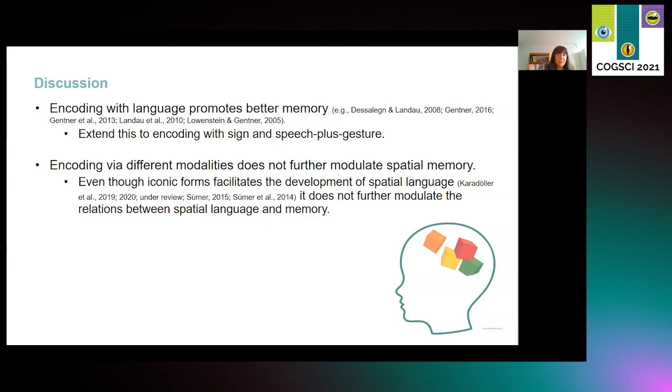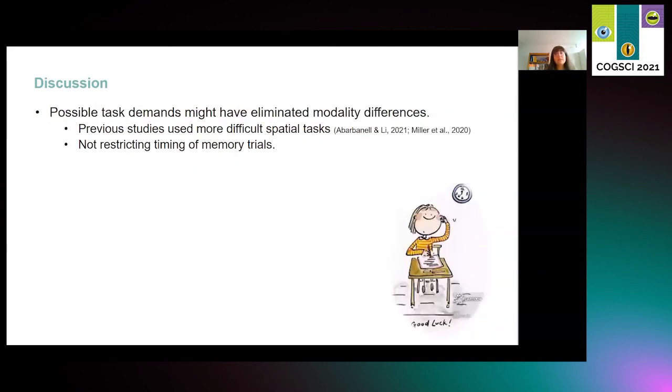When interpreting our null results across modality comparisons, it is important to consider the nature of our task structure. First of all, previous studies comparing encoding with speech alone or gesture alone on spatial task performance used more difficult tasks than those used in our recognition memory task. Second, it's also possible that not imposing participants to respond quickly in the memory task might have diminished the differences in memory accuracy, where participants might have taken their time to find the correct answer.